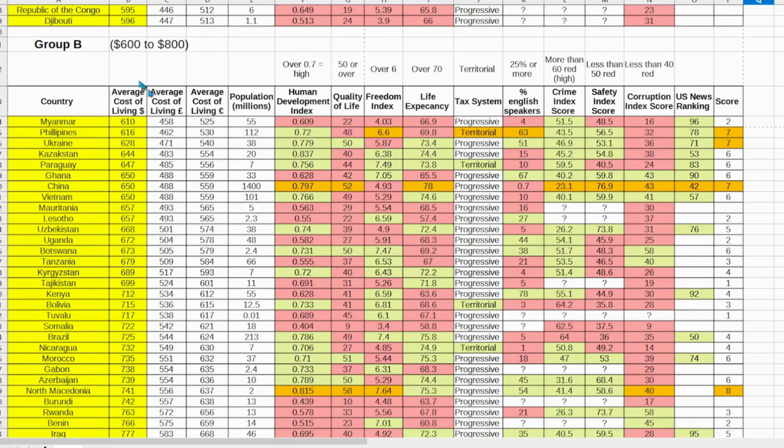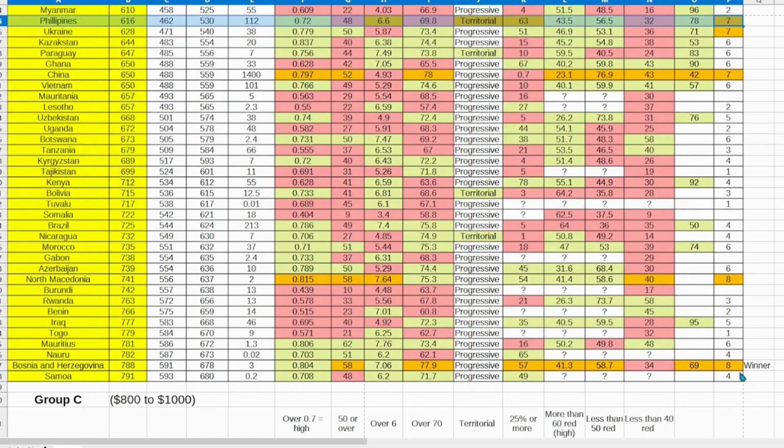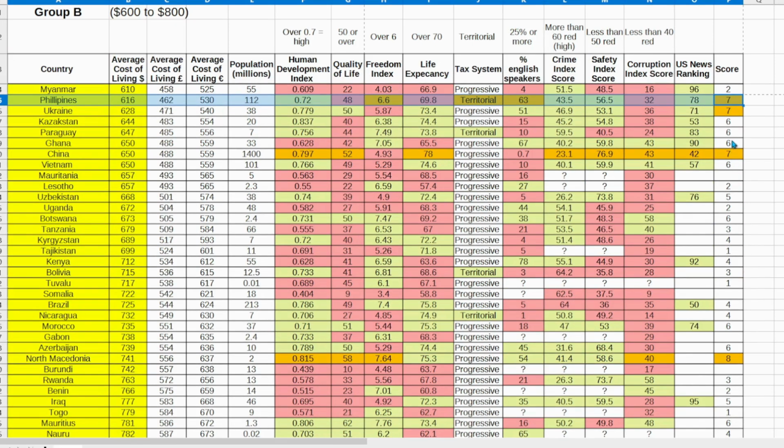So we then move on to Group B, which has a cost of living between $600 and $800 per month. So the first country on the list to get a score in this group, which is either 7 or 8, are the highest ranked. So we have the Philippines with 7. So the Freedom Index score was 6.6.